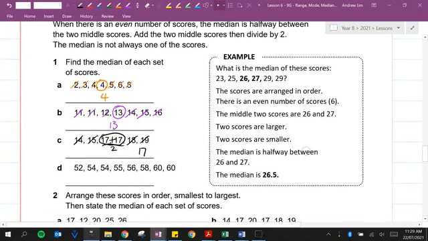What about question D? Smallest, largest, smallest, largest, smallest, largest. 2 left. Going to add them together, divided by 2, and my answer will be 55.5.